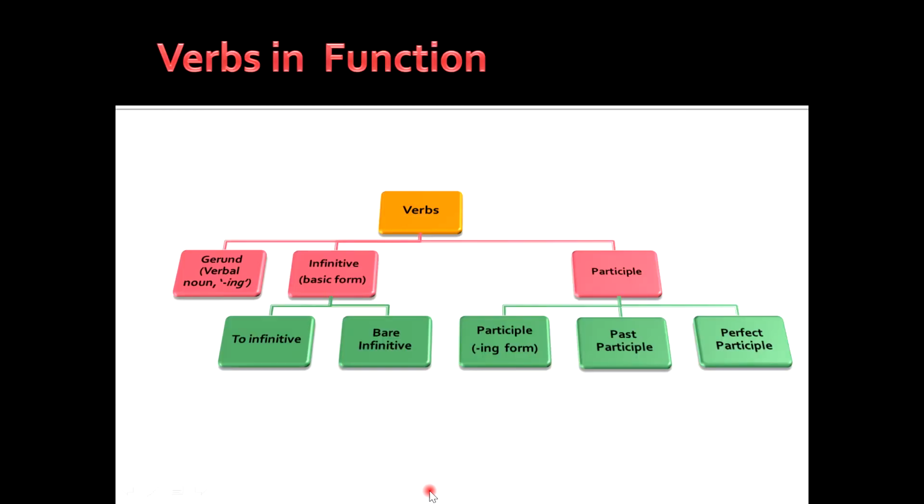Now, verbs in function. Based on their function, the verb can be categorized into gerund, infinitive, and participle. What is a gerund? A gerund is an ing form used as the subject of a verb, or it can function as a noun. It's also called a verb noun. An infinitive is a basic form of the verb. It can be categorized as an infinitive with a to and without a to, which is called a bare infinitive. The third category is participle. It could be present participle, past participle, or perfect participle.